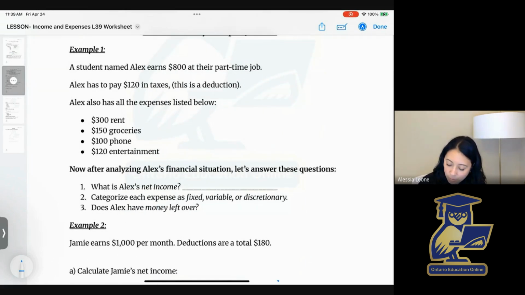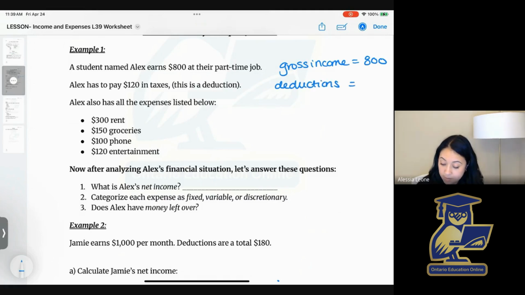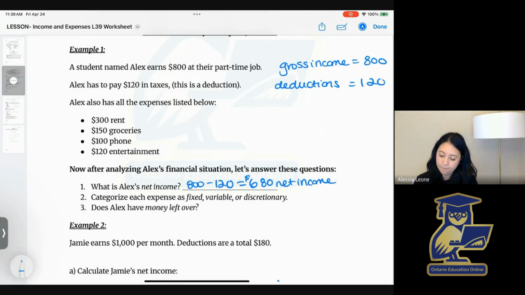That is our gross, which is 800. Our gross income is 800 minus deductions, which it tells us was $120. So we will go 800 minus 120, and that will give us $680 of net income.